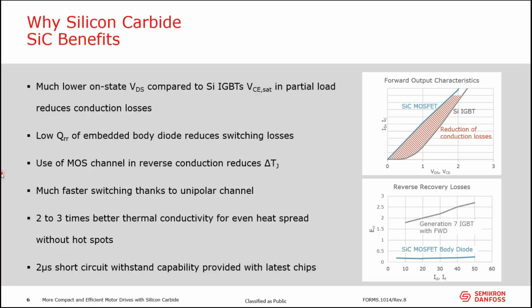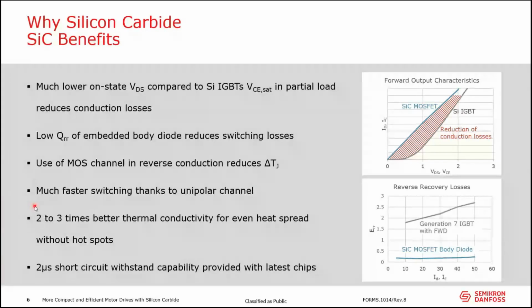And last but not least, and a very important fact, is that the latest silicon carbide MOSFET chips, as we use them, provide short circuit capability. That has not always been the case. Earlier generations didn't have that, and that's why they were probably not usable in motor drives. But the latest generations can do it. 2 microseconds is not the same as an IGBT would offer, but it is at least something, and it's manageable. So that's also an important fact.